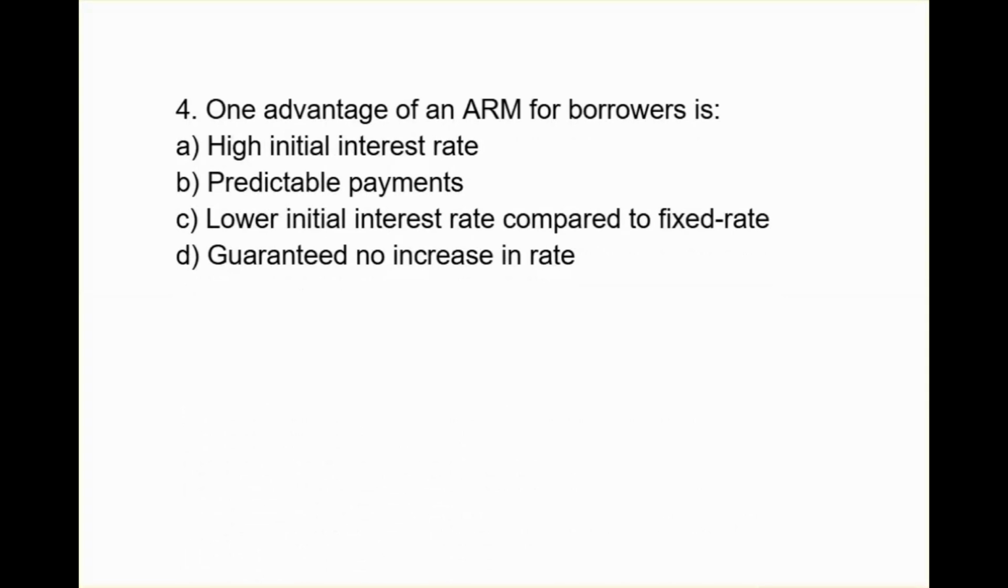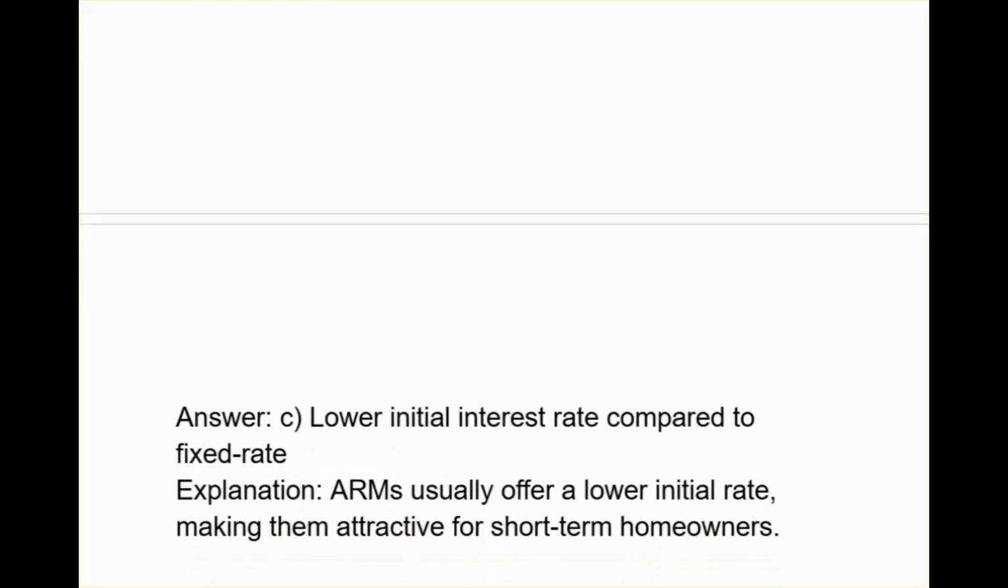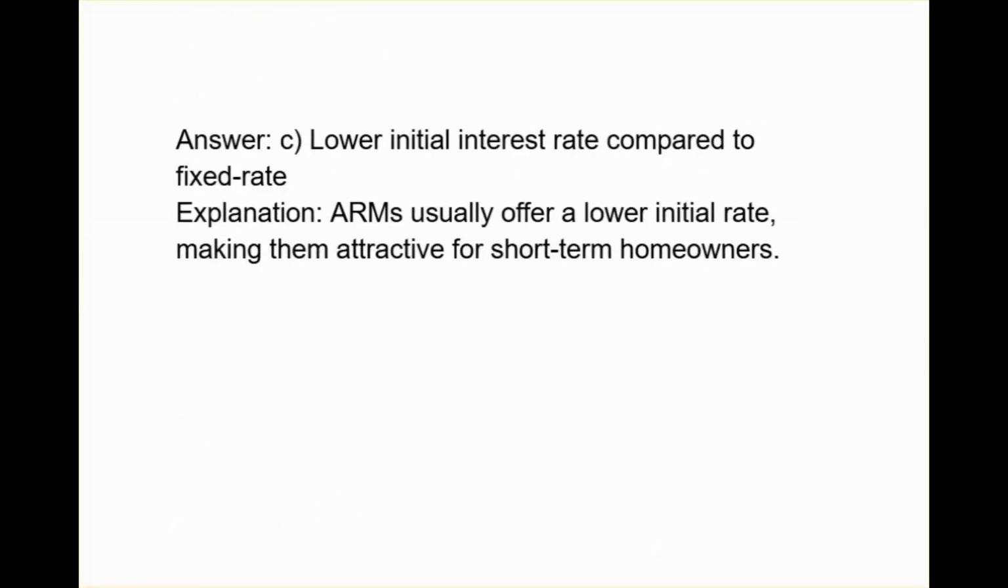One advantage of an ARM for borrowers is: A. High initial interest rate. B. Predictable payments. C. Lower initial interest rate compared to fixed rate. D. Guaranteed no increase in rate. C. Lower interest rate at the beginning compared to fixed rate. ARMs usually offer a low initial rate, making them attractive for short-term homeowners.